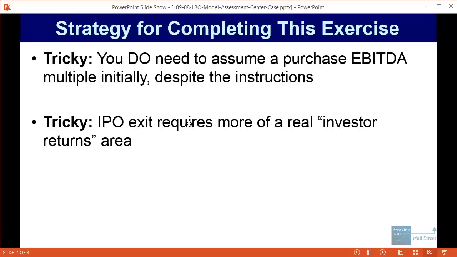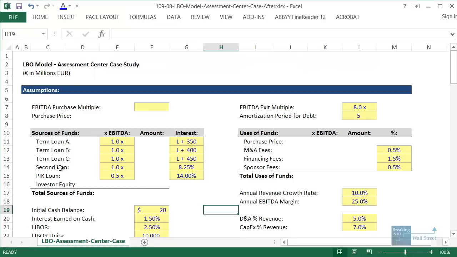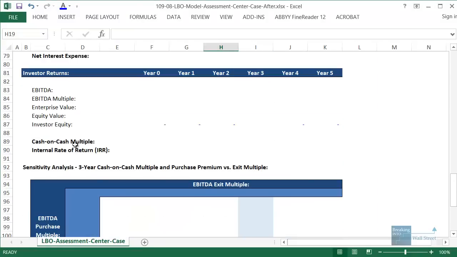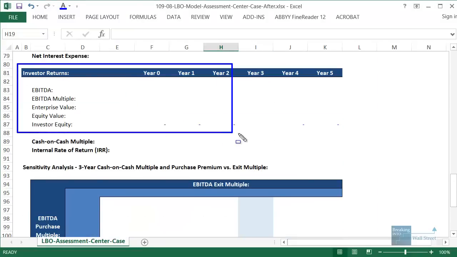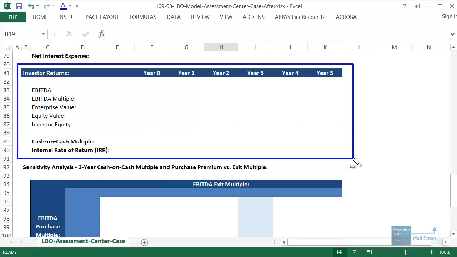Next, the IPO exit is going to require more of an actual investor returns area in our Excel file. So if you go down here, to really save time, potentially we could just eliminate all of this and we could just calculate the IRR and the cash on cash multiple with some simple division and raising numbers to the appropriate powers. However, I kept it like this simply because when we look at the IPO exit, we're going to have something happen in year 4 because part of the stake gets sold in year 3 and part gets sold in year 4.